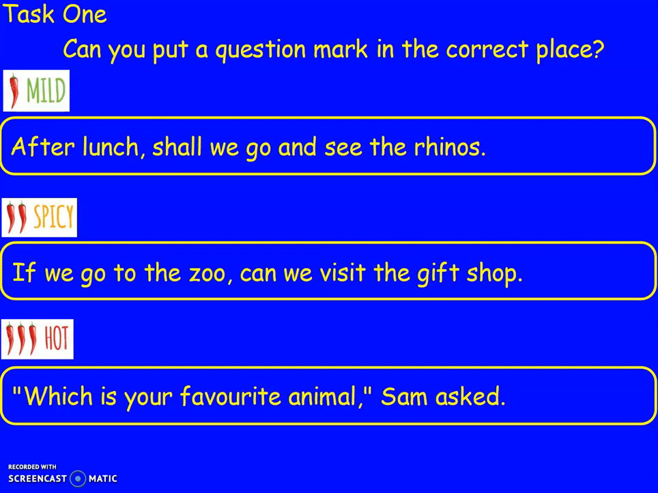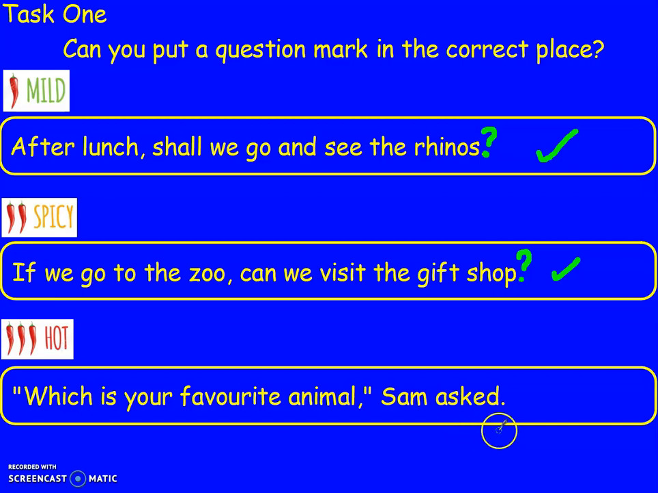Okay, so when you've done that, let's have a look. Okay, so mild. After lunch, shall we go and see the rhinos? The question mark would come at the end of the sentence here instead of the full stop. If you've got that, give yourself a tick. Spicy. If we go to the zoo, can we visit the gift shop? The question mark again will come at the end of the sentence because the full sentence is a question. If we go to the zoo, can we visit the gift shop? Give yourself a tick.